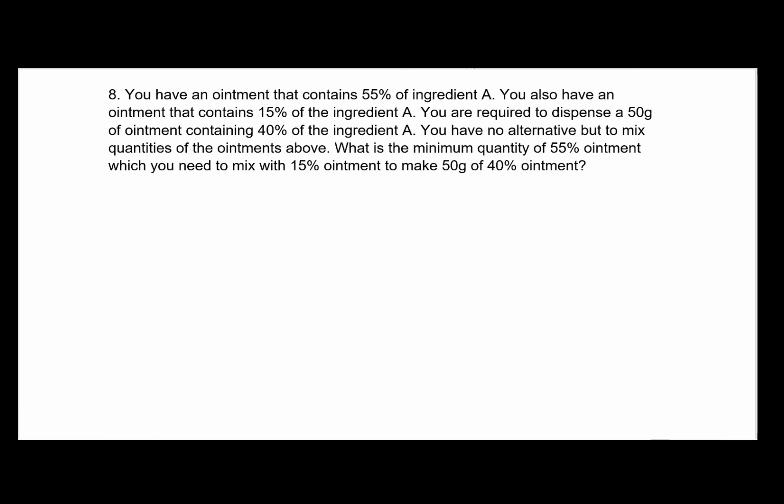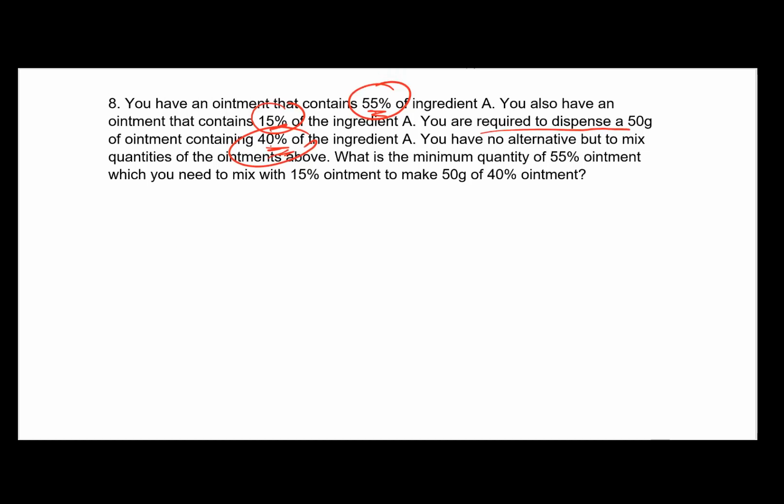Another example of alligation, ointment. You have an ointment that contains 55% of the ingredient, and you have 15%, and you're required to make 40%. So I have 15%, I have 55%, and I need to make 40%. Can we use the alligation method here? Yes, because the required concentration is between the two given concentrations. So I have to make 40% from 55% and from 15%.